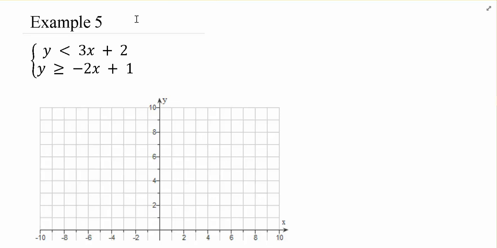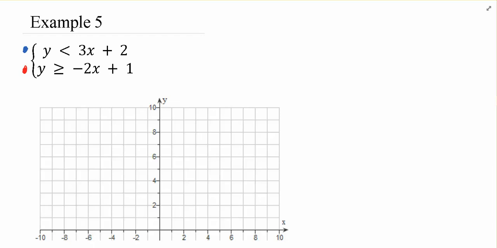Let's look at example 5. This is an example of a system of linear inequalities in two variables. And so we're going to start off by just graphing each of these lines, but if we graph just the lines, we need some way to differentiate which one's which. So personally, I like to use colors. I'm going to use blue for my first one and red for my second.